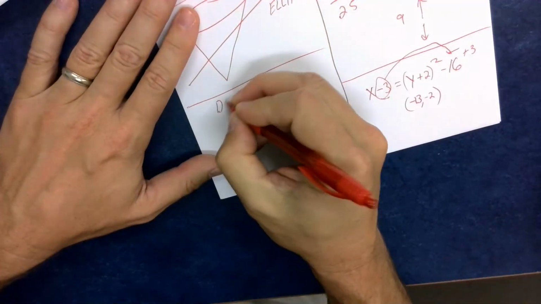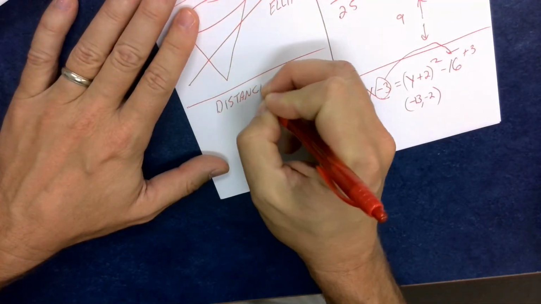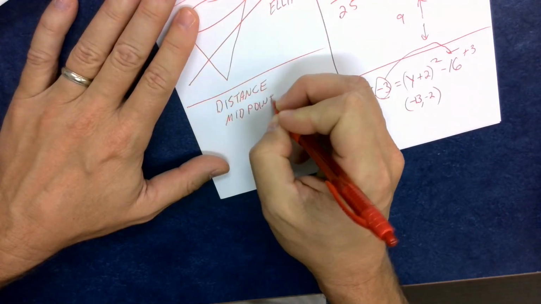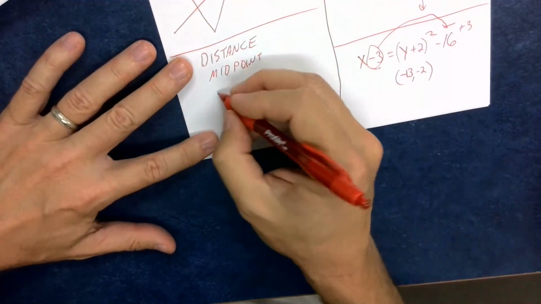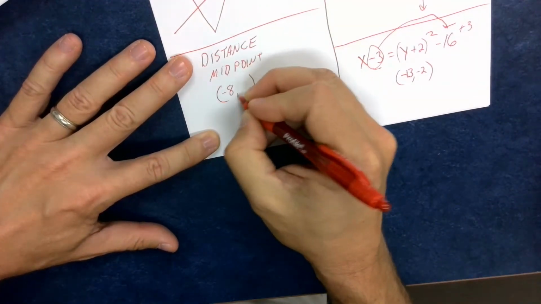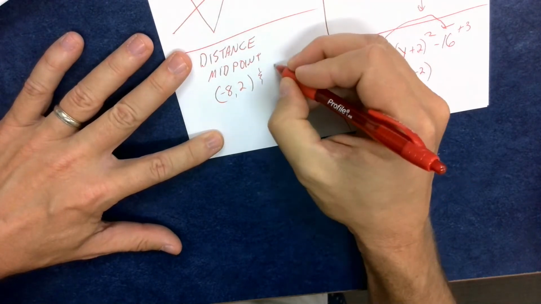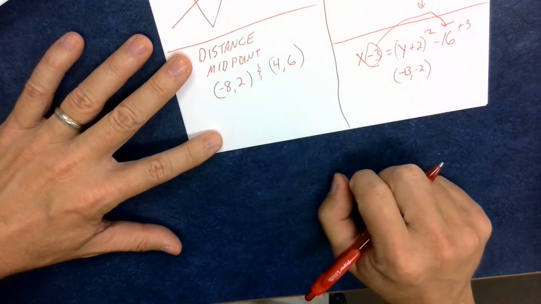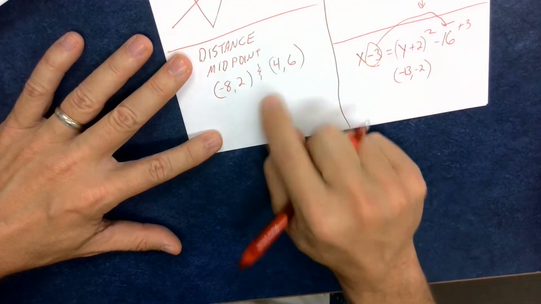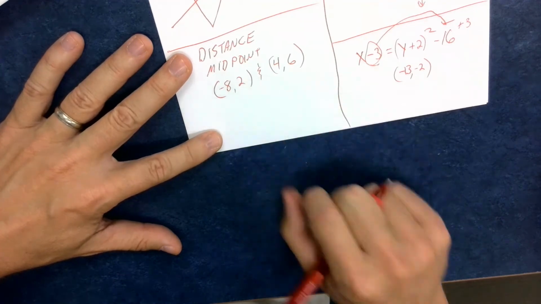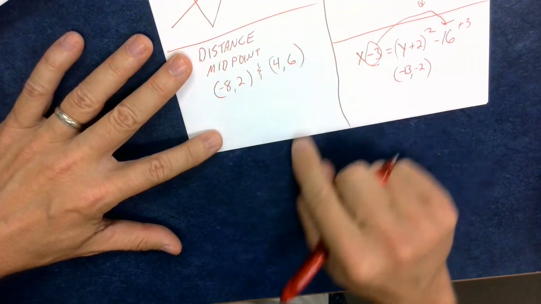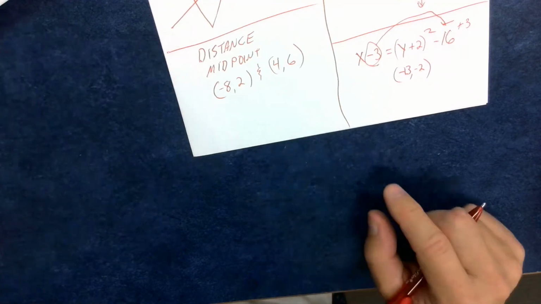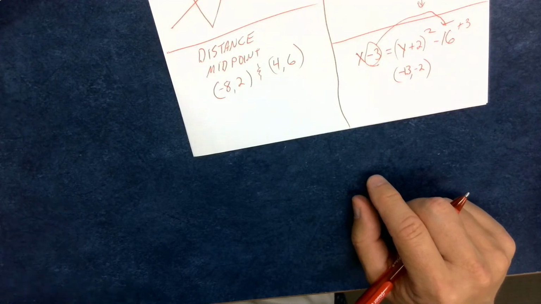You have to be able to do the distance formula and the midpoint formula. And how do those play a role? Well, if I give you something like this, negative 8 comma 2, and another point, 4 comma 6, and I say these are the endpoints of the diameter of a circle, find the center of the circle, you should be able to do that. Find the radius of the circle, you should be able to do that. Find an equation of the circle, you should be able to do that. So all of those things you need to be able to do, okay?